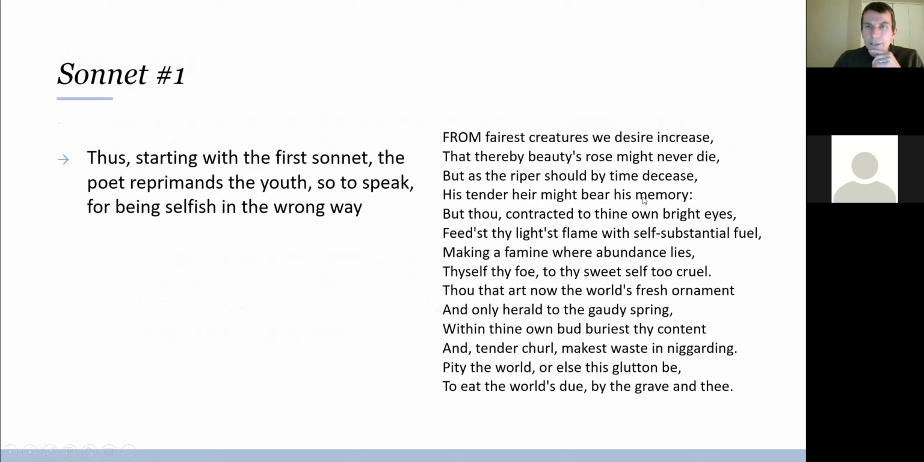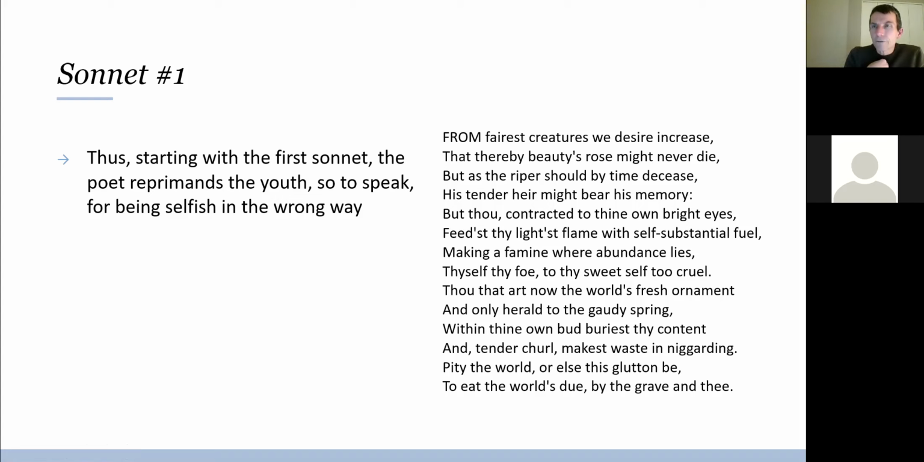All the world does this. From fairest creatures, all creatures of the world, whether it's a flower, beauty's rose, or other animals, we desire that they increase, that they propagate. The riper, the younger, if by time they decease, their heir will bear his memory. Okay, so that seems to be a universal law, but thou art contracted to your own bright eyes.